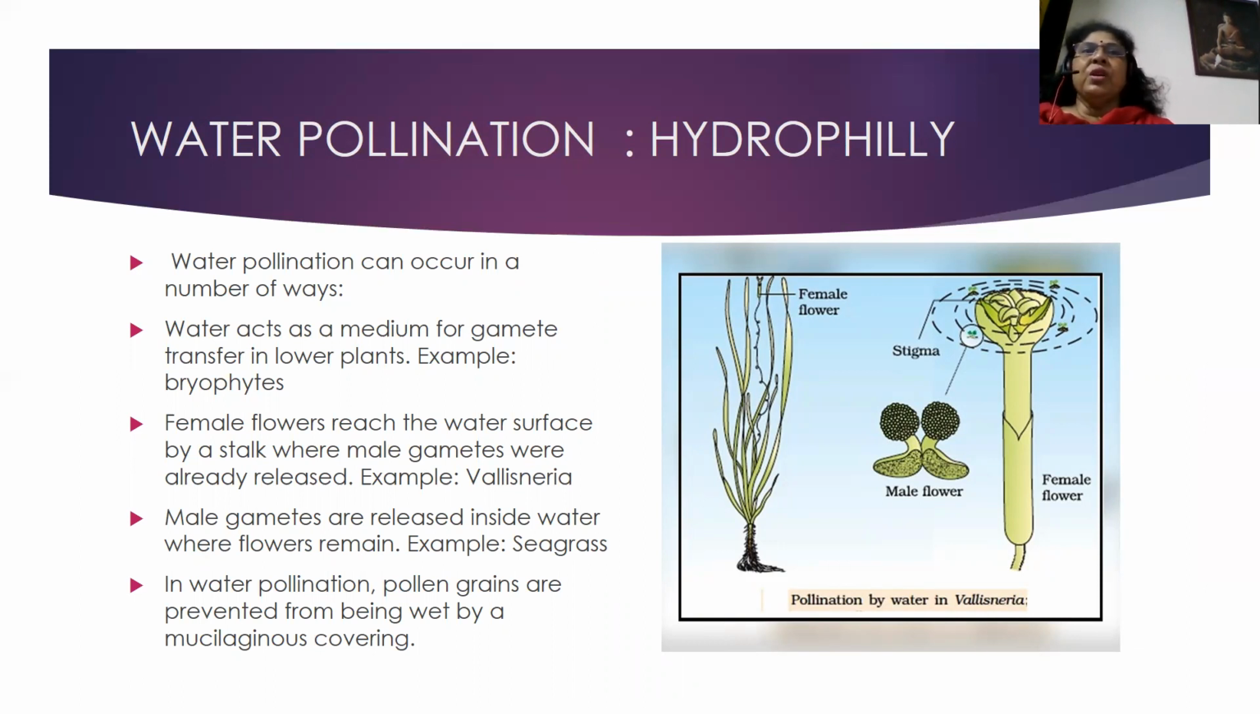In Vallisneria, you can see the female flower has a long stalk, and with the help of the stalk, the female flower reaches the surface of the water, and the male gametes are released inside the water. They swim and they reach up. If the plants are water pollinated, then these pollen grains are covered by a mucilaginous covering so that they do not get wet. It prevents them from wetting.